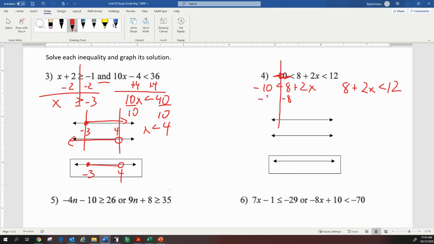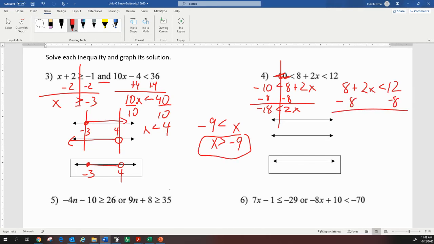So I'm going to subtract 8 and divide by 2. Now, some of you, when you divide and get a negative answer, you think you need to flip the inequality. We didn't divide by a negative, only when you divide by a negative. So x is greater than -9. That's my first. So again, subtract 8, divide by 2. Going kind of fast. X is less than 2.